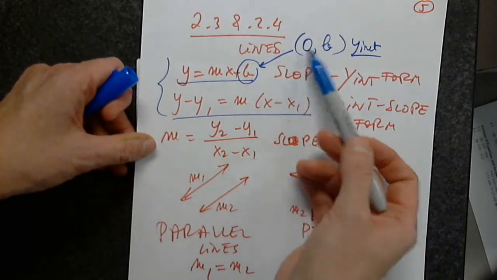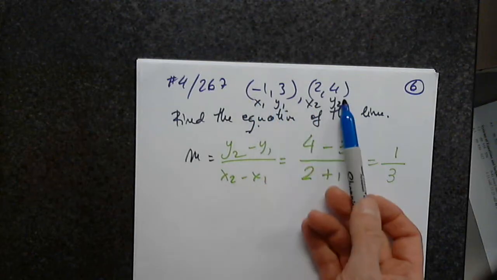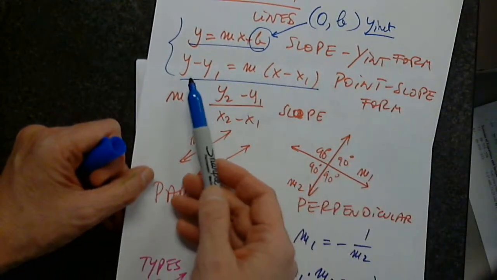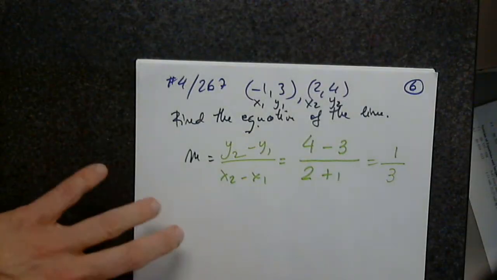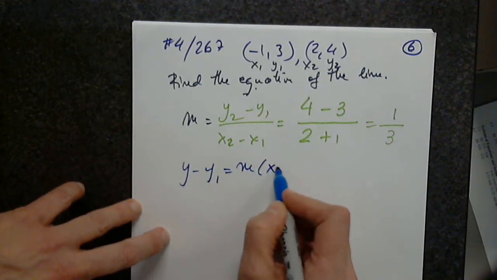So if I'm not given (0, a number) and I don't have (0, a number), I will not use the slope-intercept form. I will use the point-slope form. And you can use any point you like. So y minus y1 equals the slope times x minus x1.